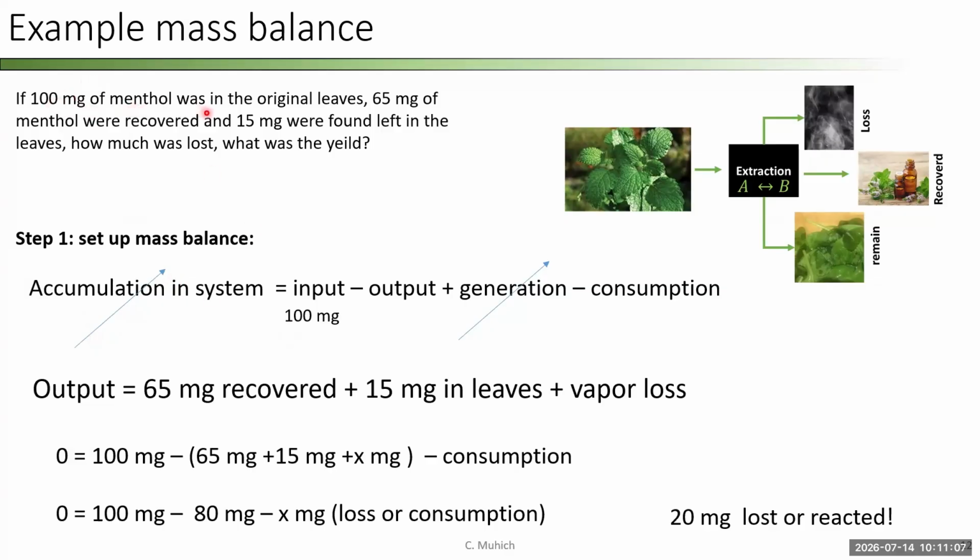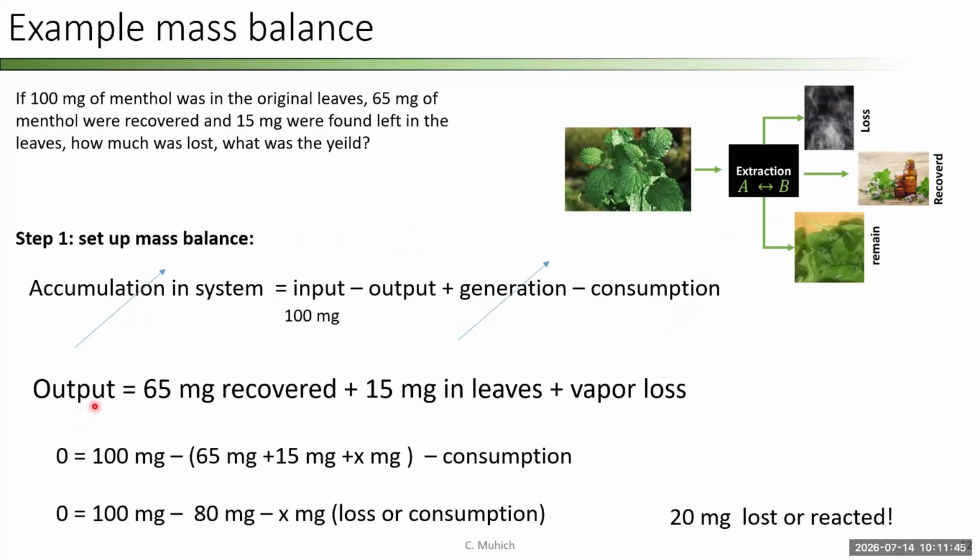I've put 100 milligrams of menthol into my extraction system, so my input is 100 milligrams. I have different sets of outputs. There's nothing in this system that says we're going to generate more menthol, so that's going to go to zero. But we could still have some sort of consumption, degradation. So we're going to leave this here for right now. Let's look at these remaining terms that we don't know.